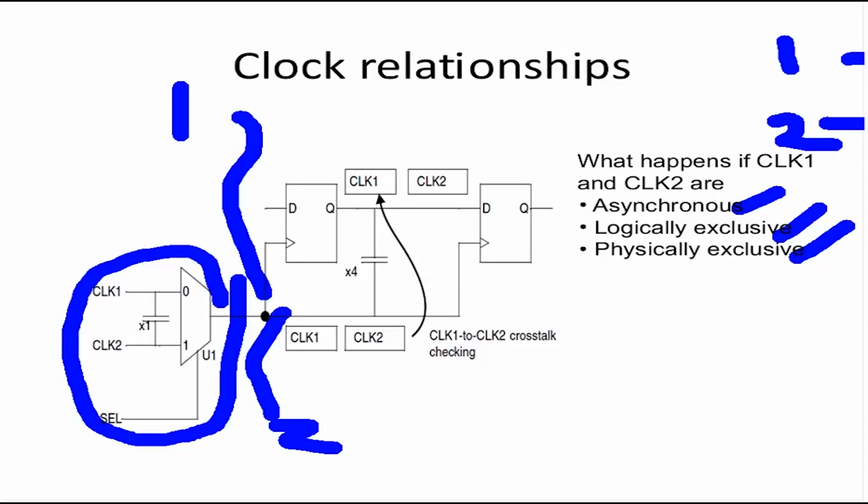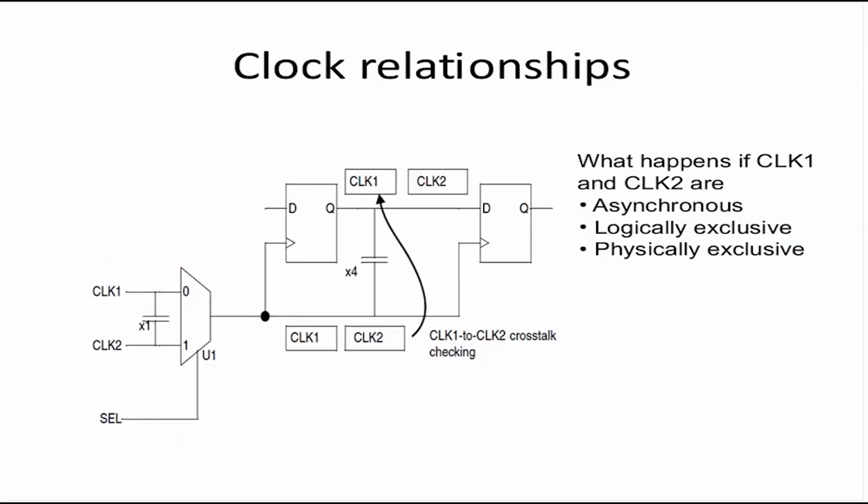Now let's see the second case, logically exclusive. Now you have this kind of structure. Clock 1 and clock 2, only one can occur at this point. Only one can come at this point, right? So beyond this point, we have to set clock 1 and clock 2 as logically exclusive. What it tells PrimeTime is that clock 1 and clock 2 are logically exclusive, which means that any crosstalk.